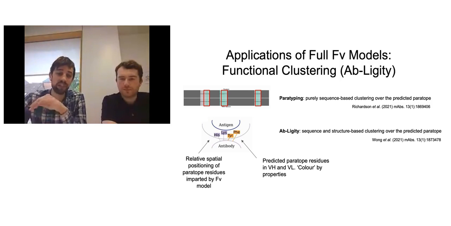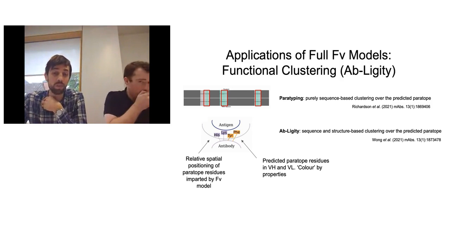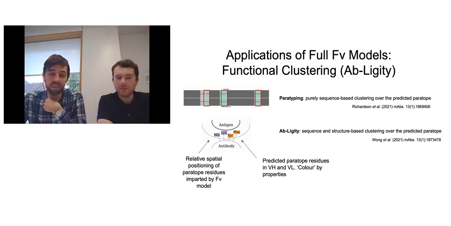And so we have this relative spatial positioning of the paratope residues, which can be quite powerful, again thinking from a clustering perspective, for functional inferences of antibodies that might not look similar in terms of the similarity of the paratopes, but a subset of the way that these residues are connected in space brings them together, and actually they might be able to bind to the same target.